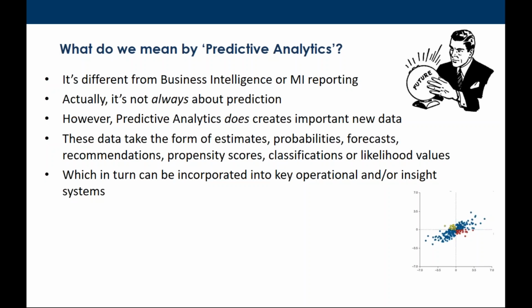However, predictive analytics does create important new data, and this is one of the things that makes it different from BI or MI. This new data takes the form of predictions normally, but often things like estimates, probability values, forecasts, recommendations, propensity scores, classifications or categorizations, and likelihood values such as anomaly scores or risk scores. And what we tend to do with this new data is incorporate it in some way that we can make a good decision.